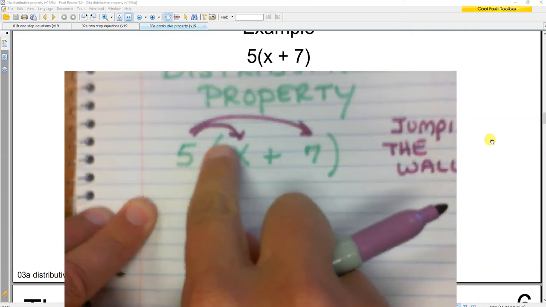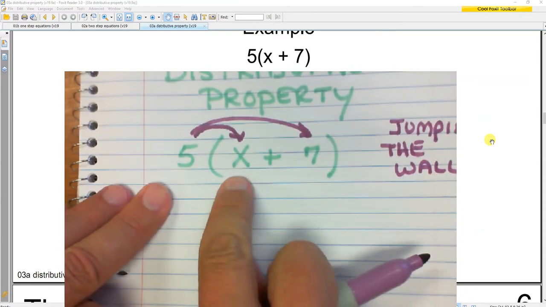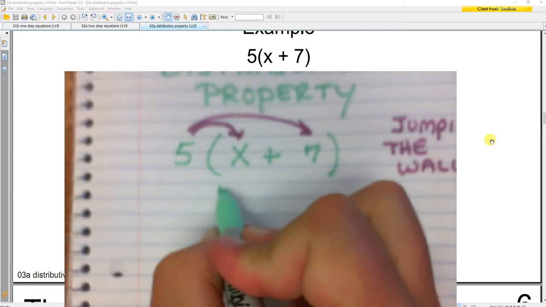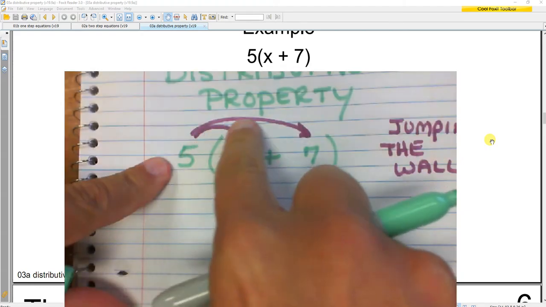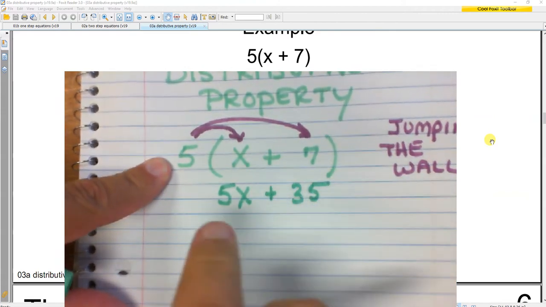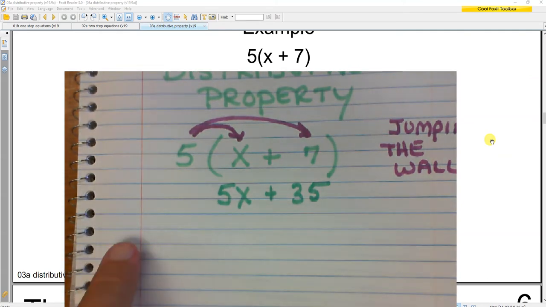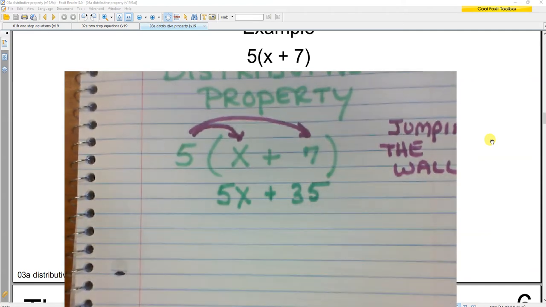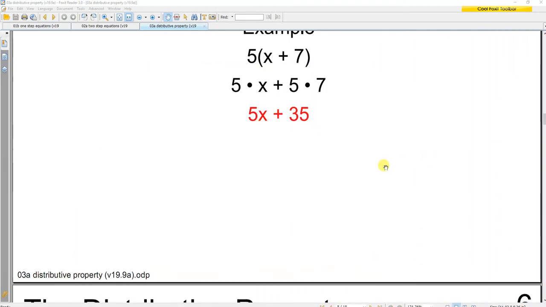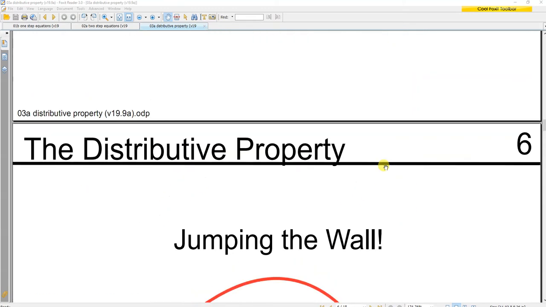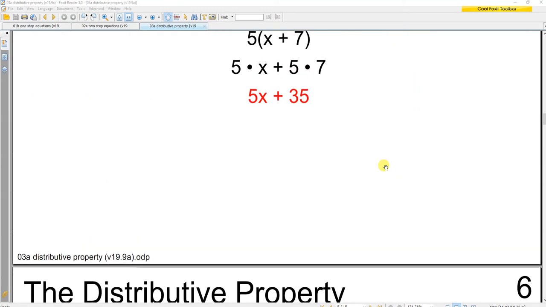So the 5 comes over and it multiplies the x, and that gives me 5x. The 5 jumps over and hits the 7, and that gives me 35. And that is distribution. 5 jumps over and hits the x, 5x. 5 comes over, hits the 7, 35. Some people don't believe me that this really works. So I'm going to prove to you that it does work. There it is, jumping the wall.